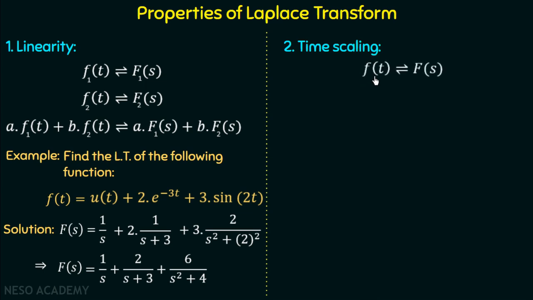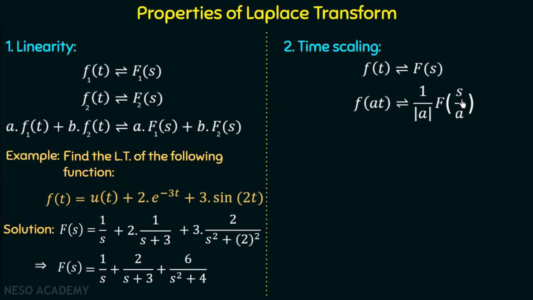Suppose f of t is a time domain function which is having the Laplace transform F of s. Now if I multiply a constant to the argument of this particular function, then we can say that we are scaling this function. So the Laplace transform of f of at, which is the time scaled version of f of t, is given as 1 over mod a F of s over a, where F of s is the Laplace transform of f of t. So we can see that we need to substitute s over a whenever we have s in the Laplace domain.